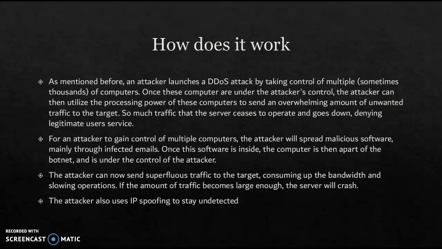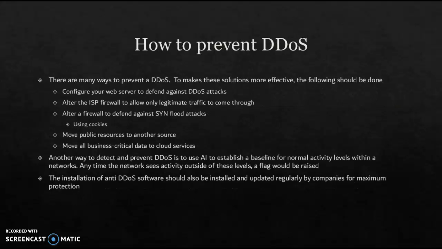For an attacker to gain control of multiple computers, the attacker will spread malicious software, mainly through infected emails. Once the software is inside, the computer is then a part of the botnet and is under control of the attacker. At this point, they are considered zombies. The attacker can now send superfluous traffic to the target, consuming the bandwidth and slowing operations. If the amount of traffic becomes large enough, the server will crash. The attacker also uses IP spoofing to stay undetected.